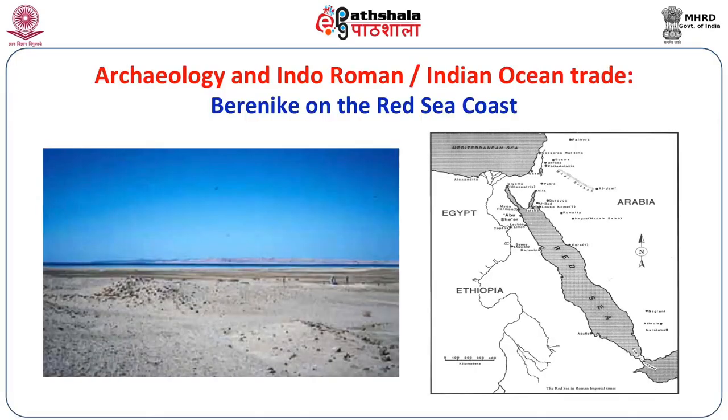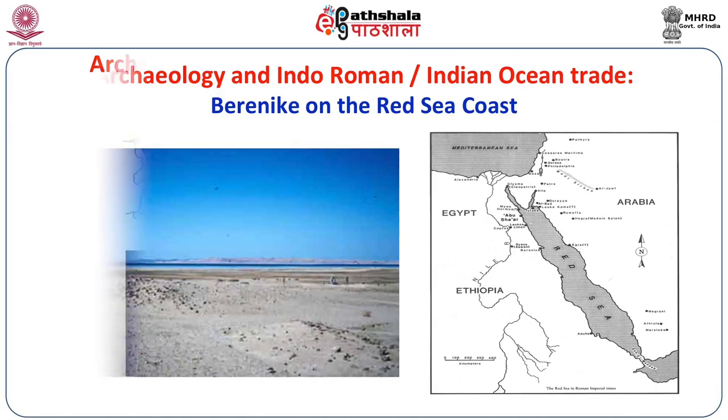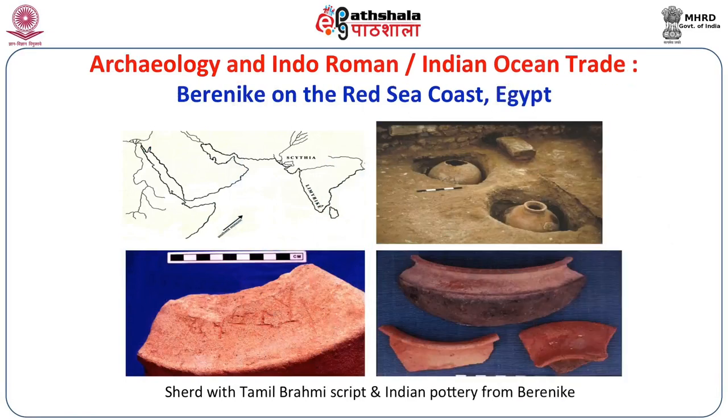What you see in this map is the image of Berenike on the Red Sea coast of Egypt. This is an important site for connections with India in the early historic period. At this site, they have found pottery with Tamil Brahmi inscription. They also found a pot with 7.5 kilos of pepper, clearly suggesting the connections with the Malabar coast.